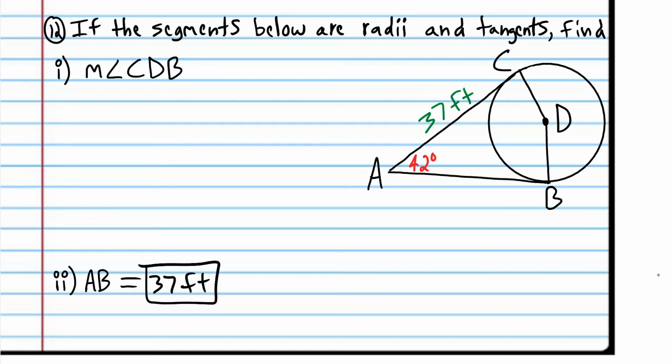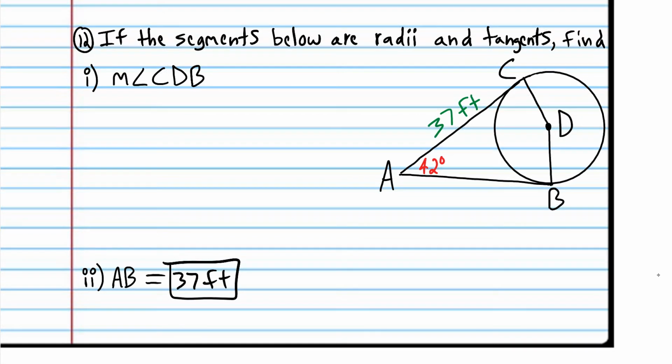So that was a very easy part of the problem. Now the measure of angle CDB, this angle here, we can't find that angle because we don't have enough information. We have this angle, but we don't have these angles. But recall, we learned in a previous part of this practice exam that if you have a tangent connected to a radius, and that's obviously a radius, because we're told the segments are radii, then this angle and this angle, they're both 90 degrees.